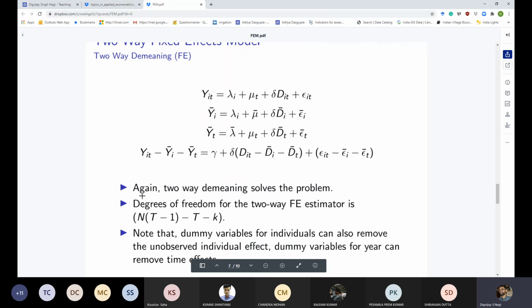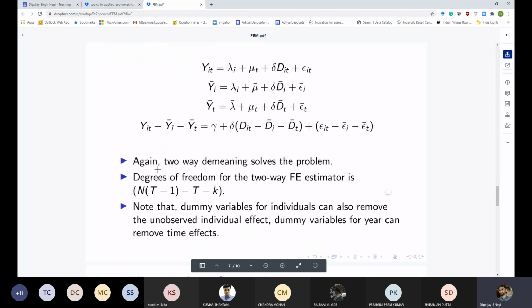Again, degrees of freedom would change because you are using some degrees of freedom to calculate these two averages. But again, whatever software you use will adjust for these changes automatically. And you can also use dummy variables, time dummy variables, to account for these mu t's, as for lambda.